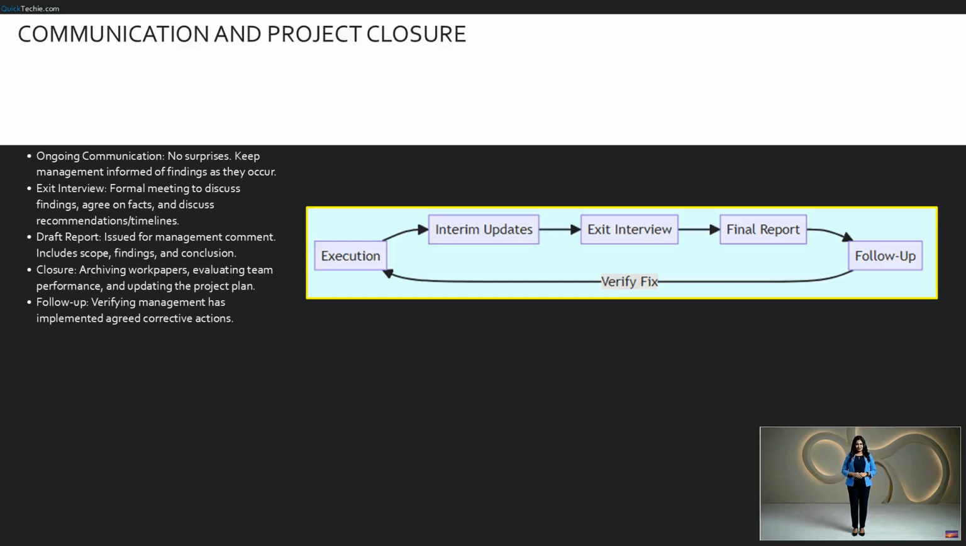This cycle diagram shows the communication flow closing the loop. From execution, we provide interim updates to management. This leads to the exit interview to confirm facts. Then the final report is issued. Crucially, the arrow from follow-up loops back. This represents verifying the fix. If the fix fails, the cycle might restart or lead to a new finding. This ensures the audit provides lasting value, not just a document on a shelf.